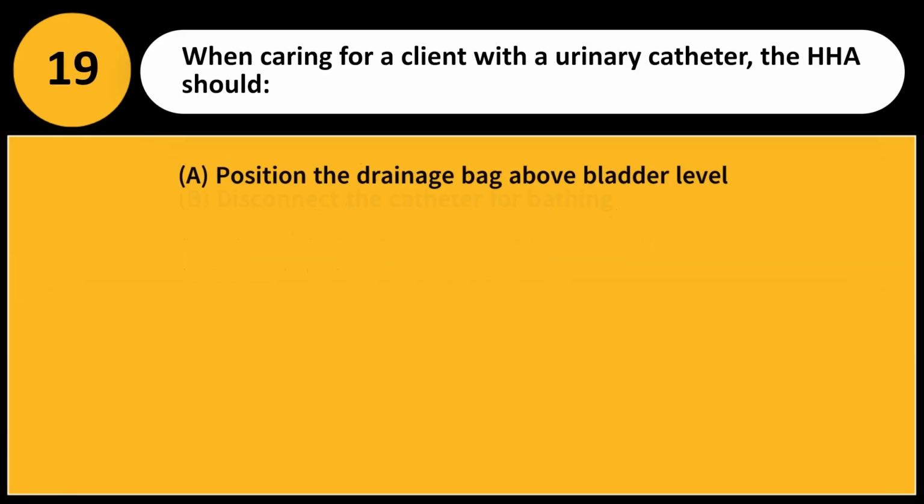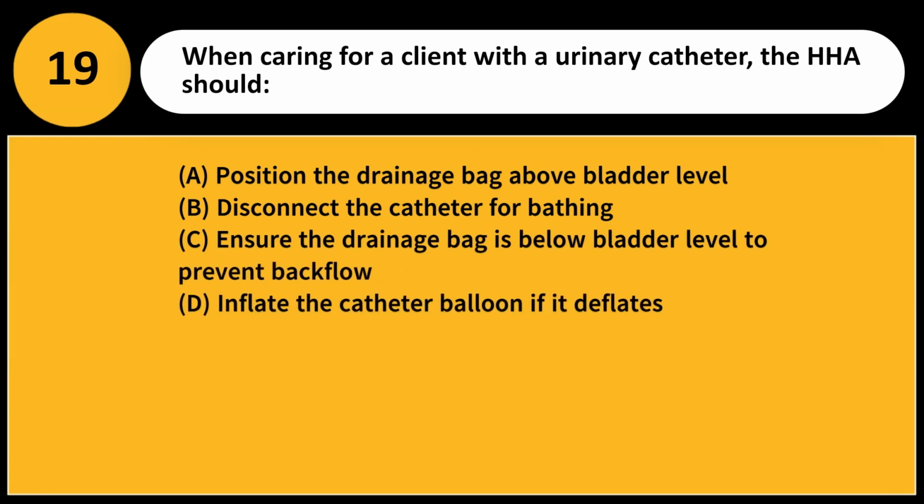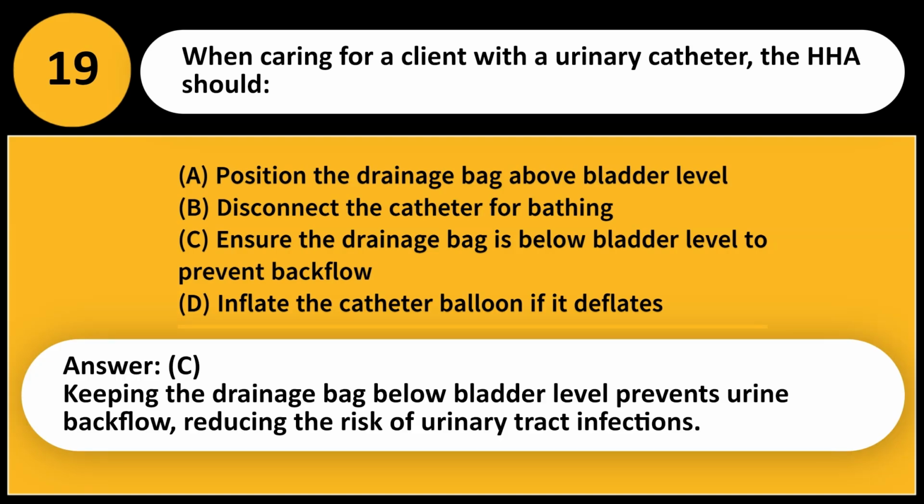When caring for a client with a urinary catheter, the HHA should A. Position the drainage bag above bladder level. B. Disconnect the catheter for bathing. C. Ensure the drainage bag is below bladder level to prevent backflow. D. Inflate the catheter balloon if it deflates. Answer C. Keeping the drainage bag below bladder level prevents urine backflow, reducing the risk of urinary tract infections.